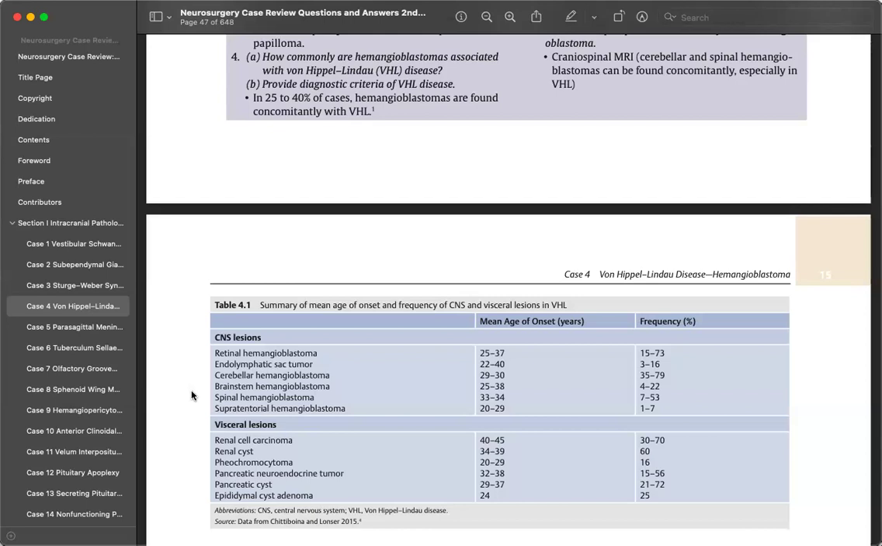Okay, so that's retinal hemangioblastoma. Then the other one is an endolymphatic sac tumor. That's seen at the age of 22 to 40 years. And it's not common, a frequency of 3 to 16%.